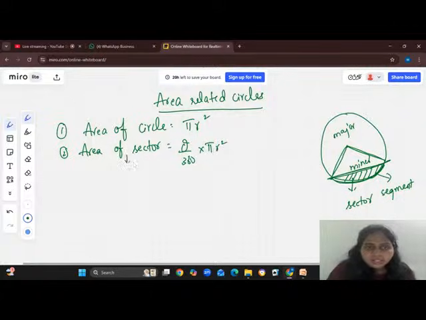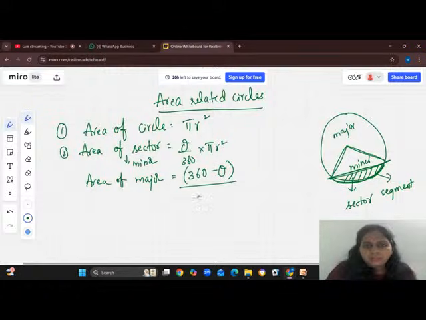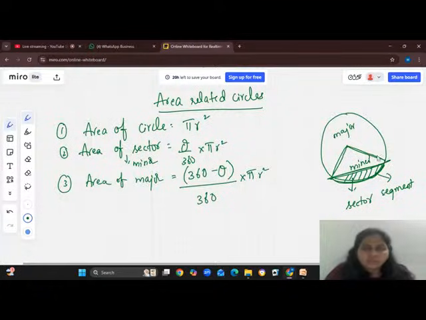Area of sector means it is always the minor one. Coming to the area of the major sector, it will be (360 minus theta) by 360 into pi r square. Generally, since this is a major sector, we would do the area of the circle minus the area of the minor sector. That is too long, so use this shortcut formula, because after solving that we get this formula only. This is the area of the minor sector, and this is the area of the major sector.